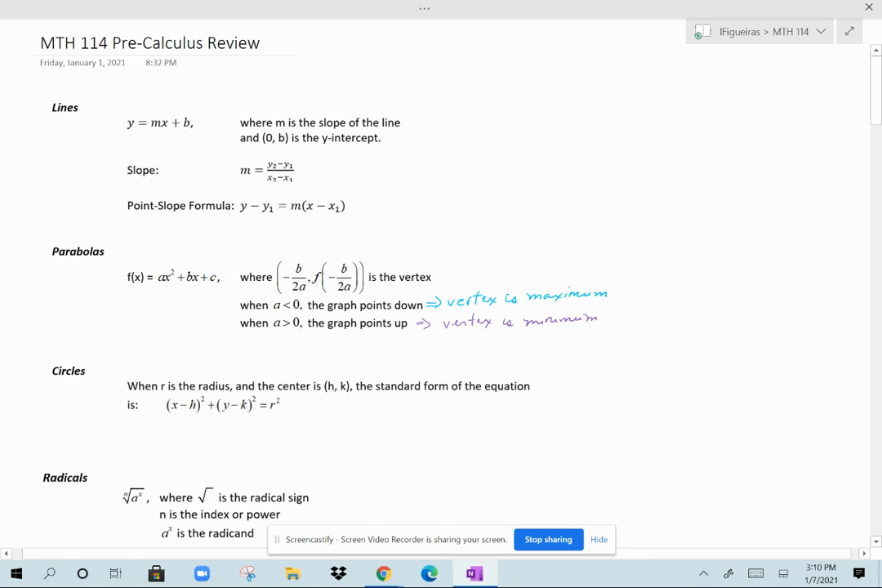Hi, this lesson is a pre-calculus review for Math 114. So let's start by talking about lines.